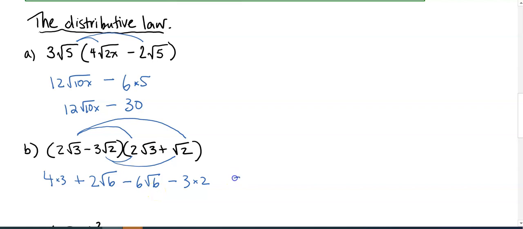So now I'm going to simplify. So I'm going to get 12 minus, let's just write it all out. Plus 2 root 6 minus 6 root 6, and then minus 6. Right. Now I'm going to collect like terms. 12 minus 6 is 6, and 2 root 6 minus 6 root 6 is negative 4 root 6. So I multiplied it all out, and when you're collecting like terms, you add like radicals, and you add the constants.